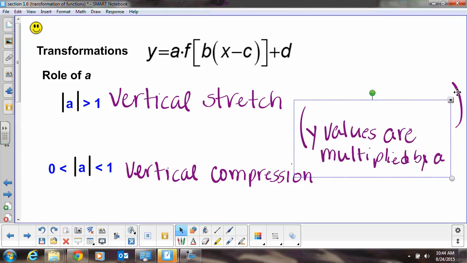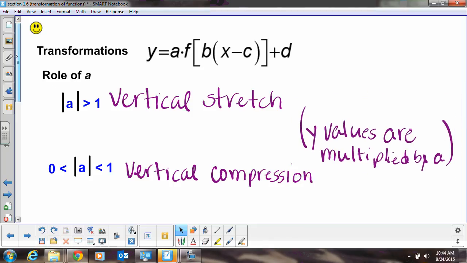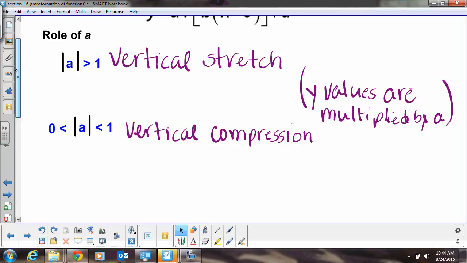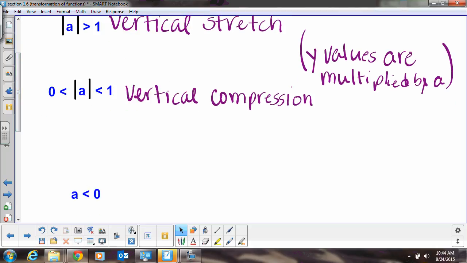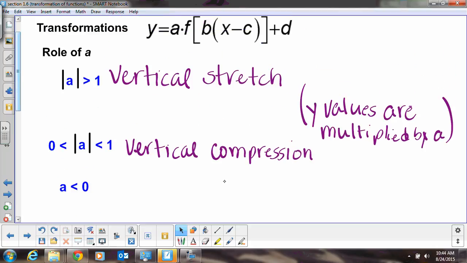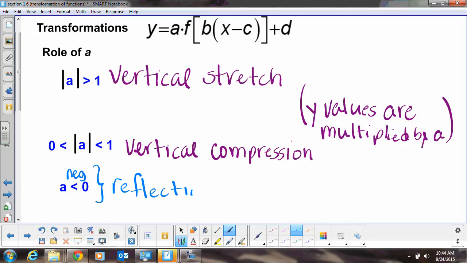This works for A, period. Any questions on the role of A? All right, now, what happens when A is negative? Less than 0. When you see less than 0, this is preparation for next year because you're going to be working with this a lot. This means negative. When A is negative, what happens? It's a flip. Over which axis? That's composition. Reflection over x-axis.